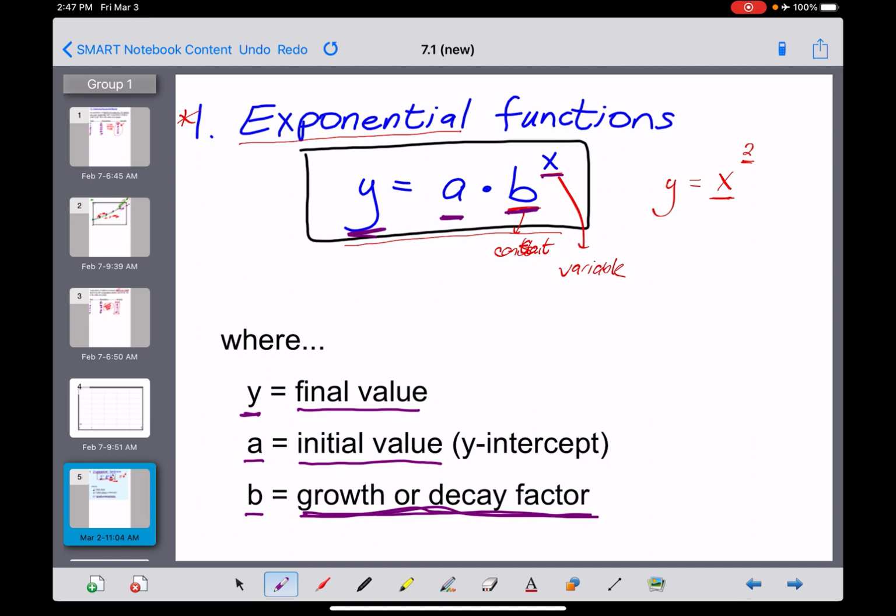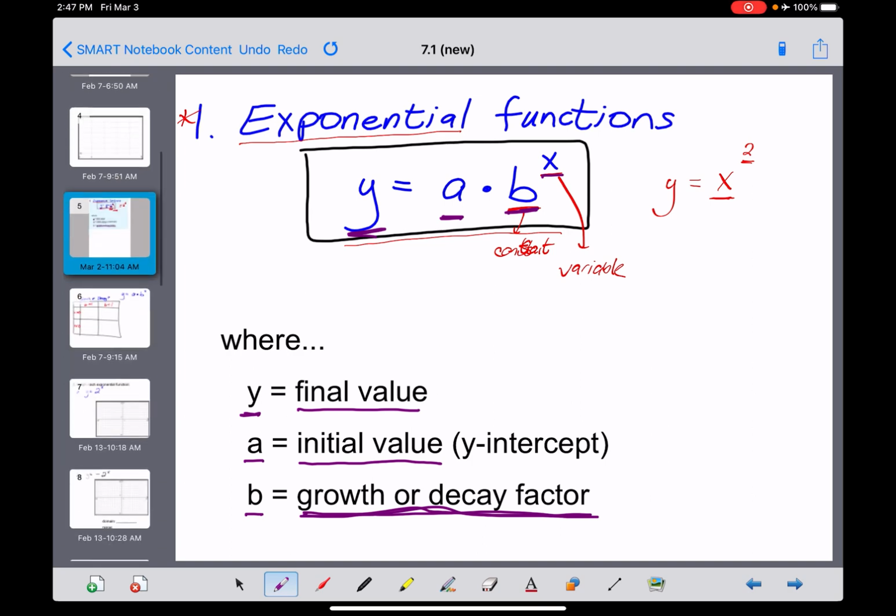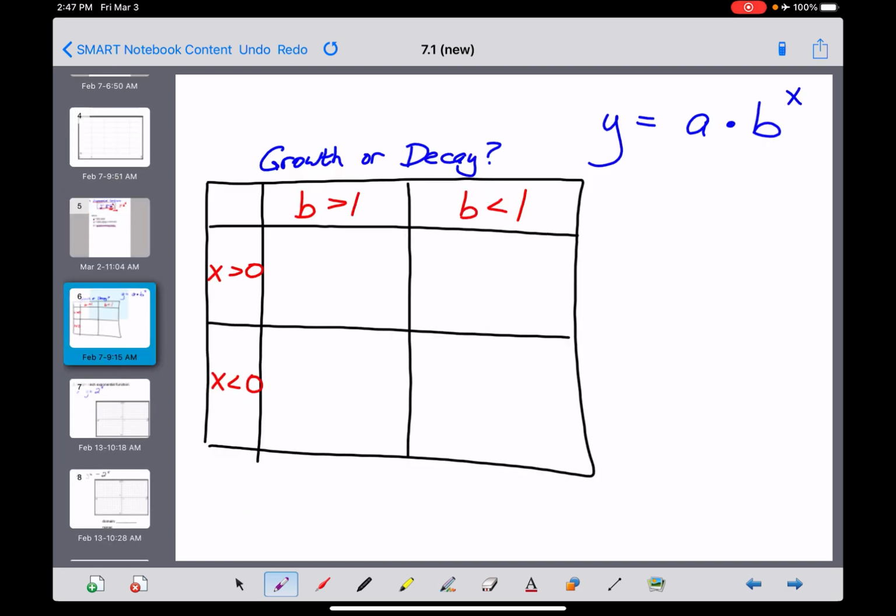This is one of, and by the time we get done with this section, there are going to be 3 forms of an exponential function, and probably the most basic out of all of them. Just a quick little table right here that we probably ought to put into our notes is whether we're talking about growth or decay. An exponential function can really model either of those two things.